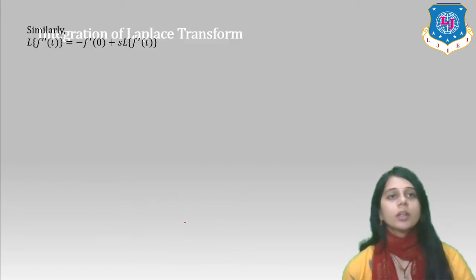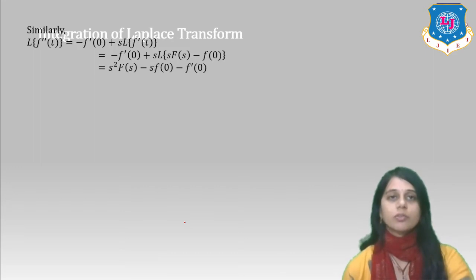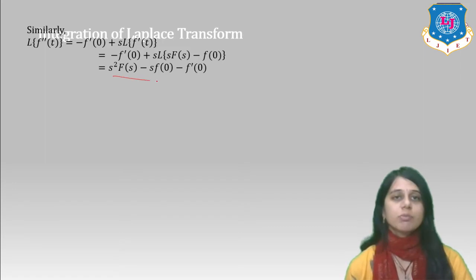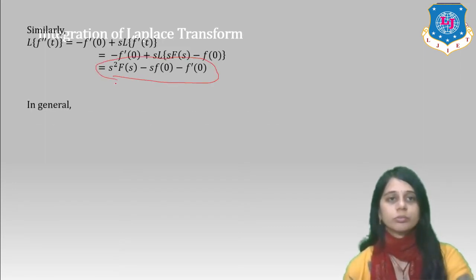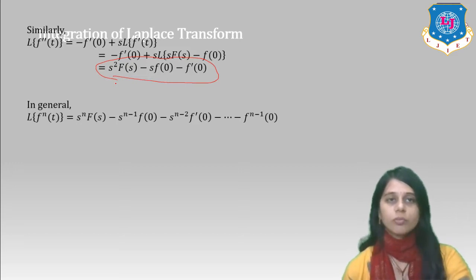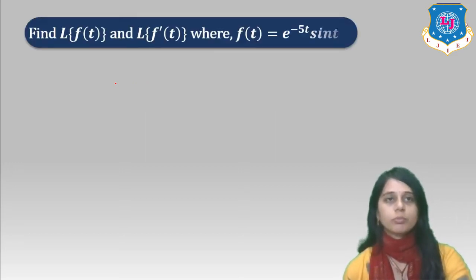Similarly, Laplace of f''(t) equals minus f'(0) plus s Laplace of f'(t), which equals minus f'(0) plus s times (sF(s) minus f(0)). So we conclude s squared F(s) minus s f(0) minus f'(0). In general, we get this polynomial form.